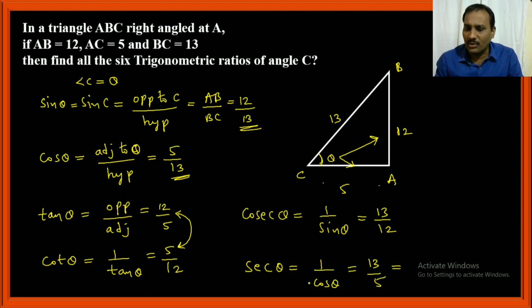And if you don't want to write in the form of reciprocals, you can go with the definition of secant theta. So what is secant theta? That is hypotenuse by adjacent side. What is the hypotenuse here? 13 by, what is the adjacent side? 5. So in any way you will get the same answer. So these are the 6 trigonometric ratios with respect to the angle C, that is angle theta. Next problem.